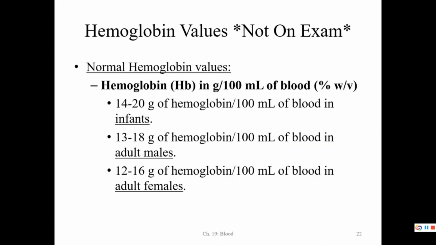All right. Now, these are not on the test. I want to let you know. In infants, there's about 14 to 20 grams of hemoglobin in 100 mL of blood, versus less in adults. Growing babies have more hemoglobin per 100 mL, and the hemoglobin has greater affinity in an infant. It's about 13 to 18 for a male, 12 to 16 for a female. Again, females are smaller and have lower numbers of blood cells.